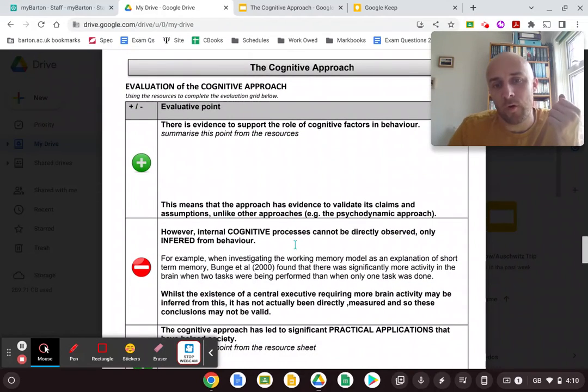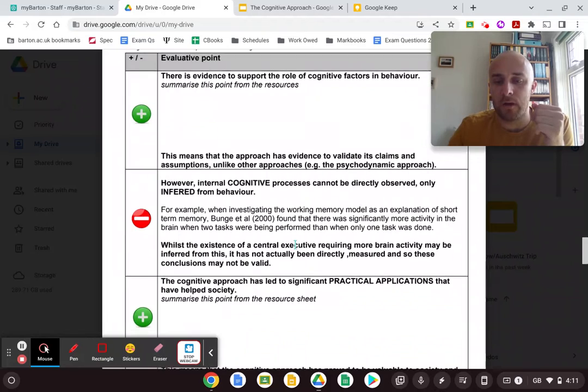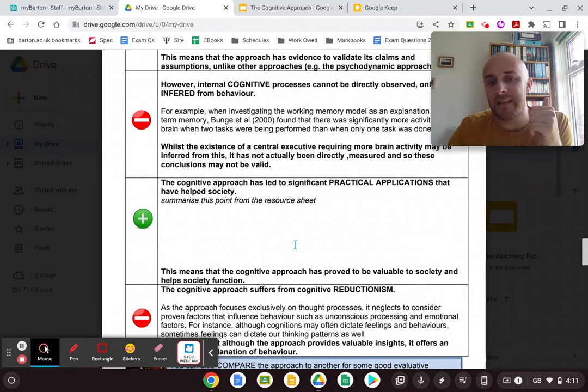Evidence to support the role of cognitive factors in behavior, I would look at depression. So there are a couple of things in the resource sheets, but there's also quite a lot in the depression part of psychopathology. You can use any piece of research. Beck, Ellis, for example, start looking at those. That will be quite good. The cognitive approach has led to significant practical applications. CBT, for example, or any kind of thinking therapy, or basically, by the way, the whole field of coaching is generally based on a lot of how we think to an extent.